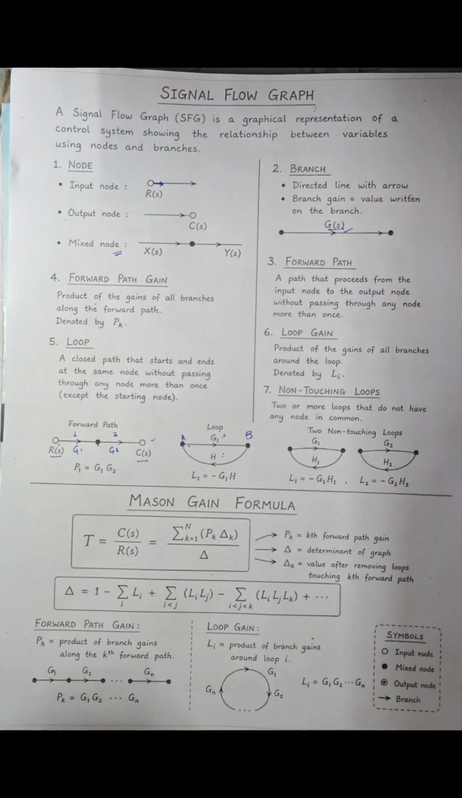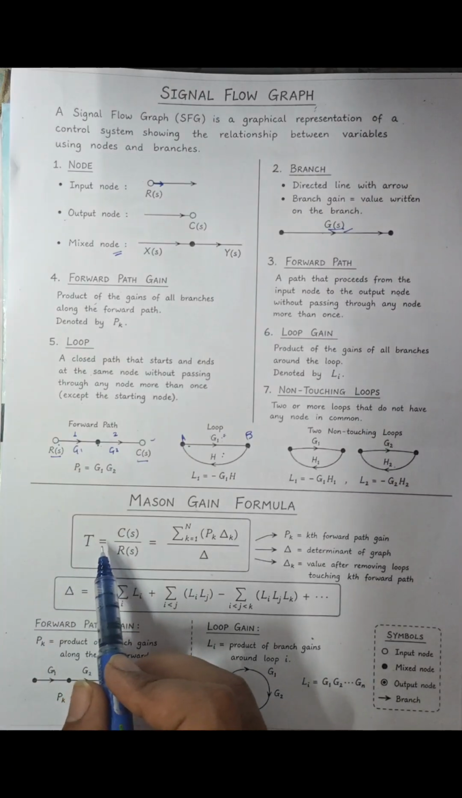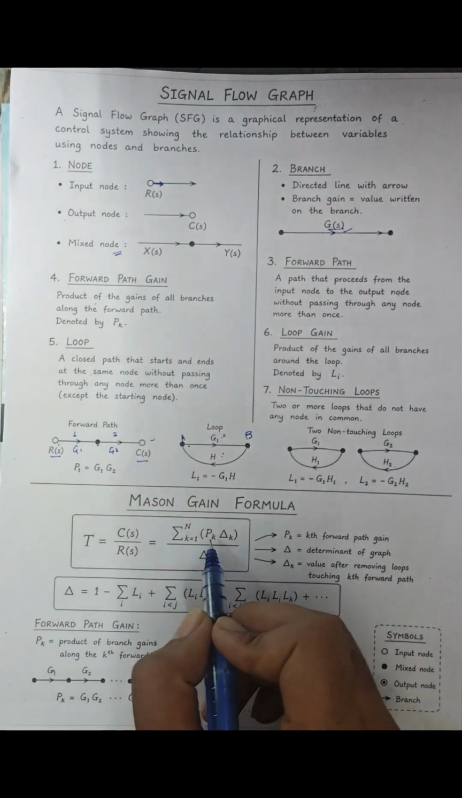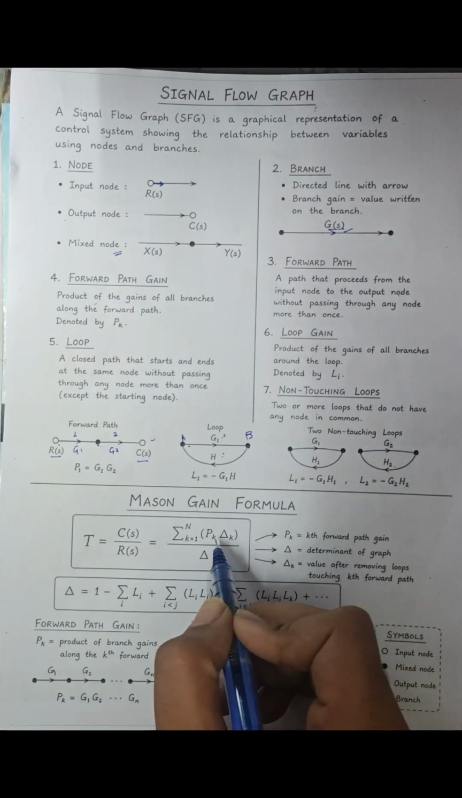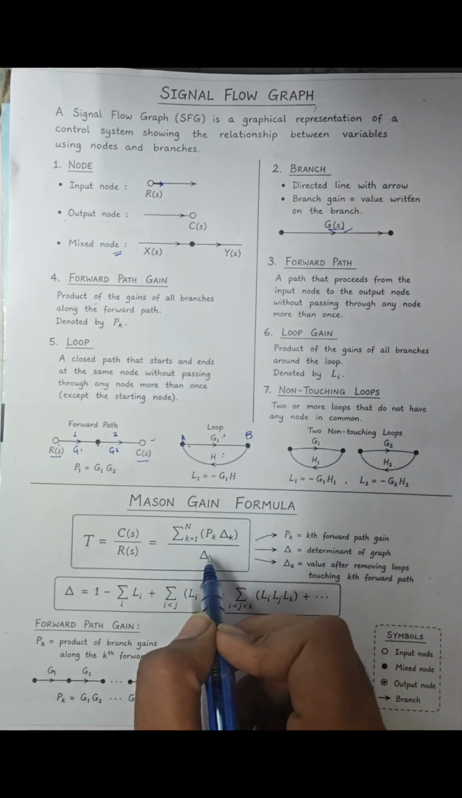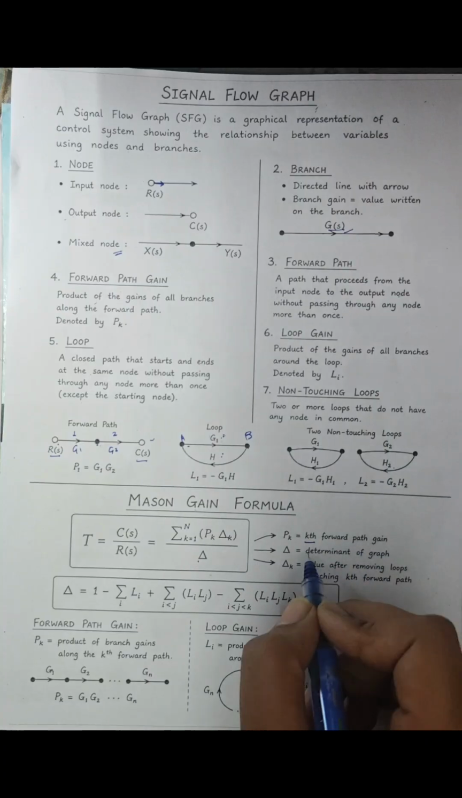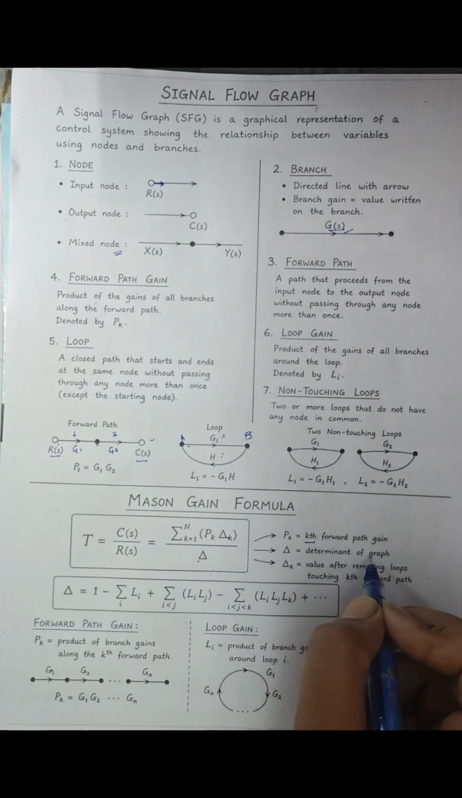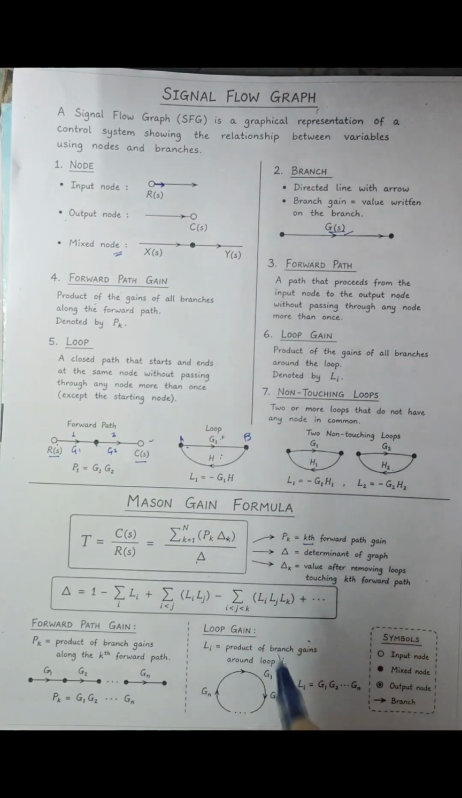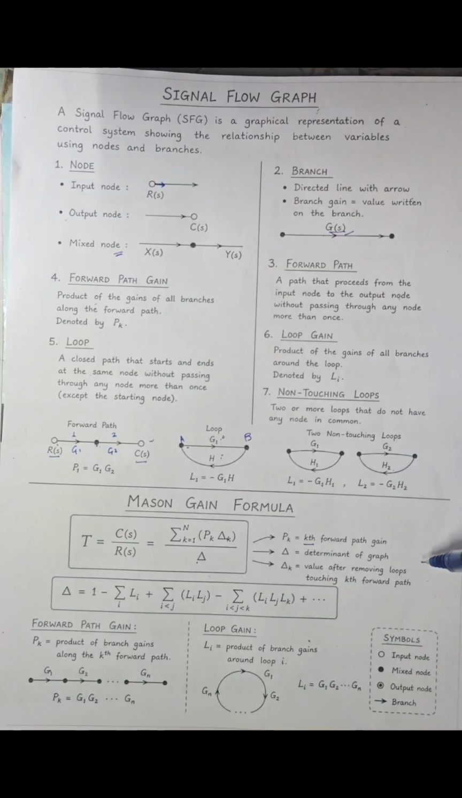What is Mason gain? Mason gain formula is defined as the summation of Pk into del k upon del. Here Pk is the kth forward path gain, del is equal to the determinant of the graph, and del k equals the value after removing loops touching the kth forward path.